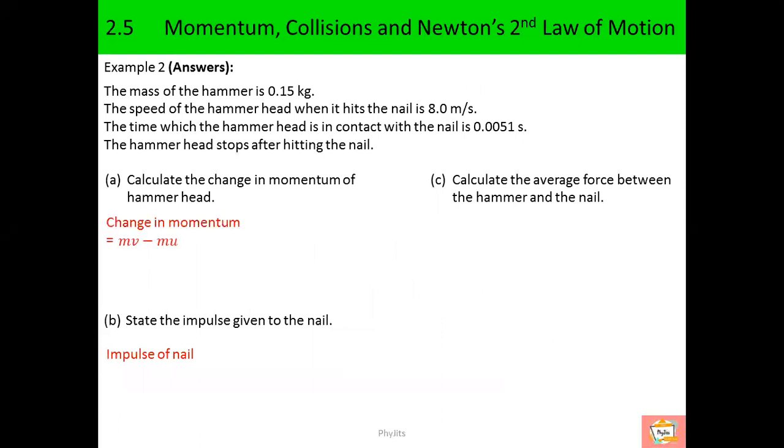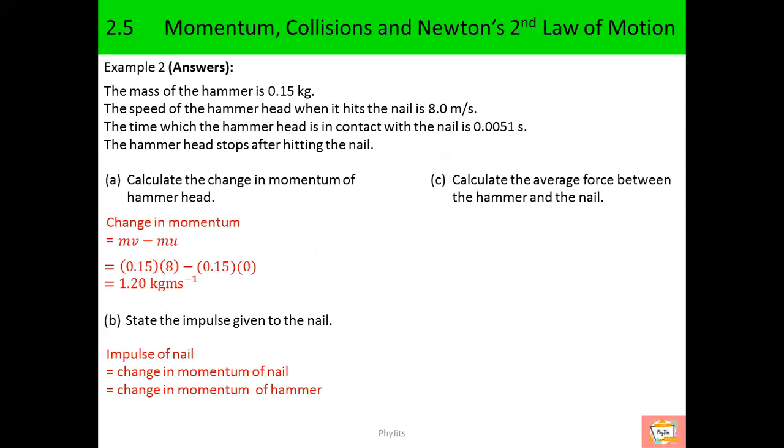So again, change in momentum, mv minus mu of the hammer head. Just focus on the hammer head. So impulse given to the nail. The nail is initially not moving, then becomes moving. So whatever momentum change occurs for the hammer head will go into the nail, because we know the change before and after must be the same. After the hammer hits the nail, the hammer stops. So whatever momentum the hammer had will be given to the nail, the same as the hammer.